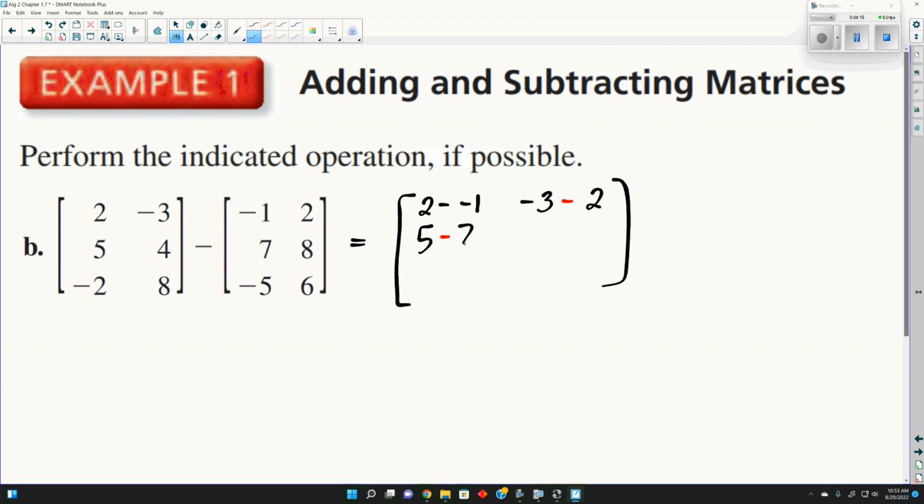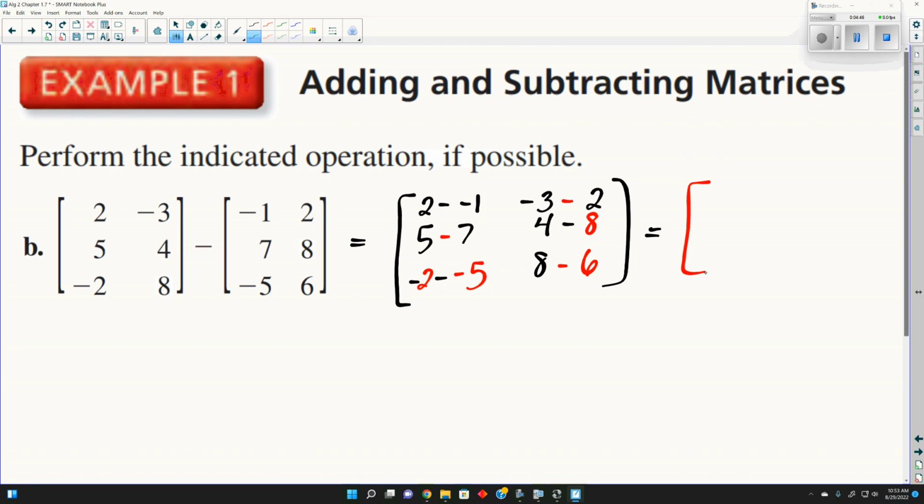The next one would be 5 minus 7. Oh, yeah, my bad. 4 minus 8. Negative 2 minus negative 5. And lastly, 8 minus 6. We're matching up the like elements, the corresponding elements, and subtracting them. So 2 minus negative 1, 3 minus 2, 5 minus 7, 4 minus 8, 2 minus negative 5, and 8 minus 6. And then we subtract.